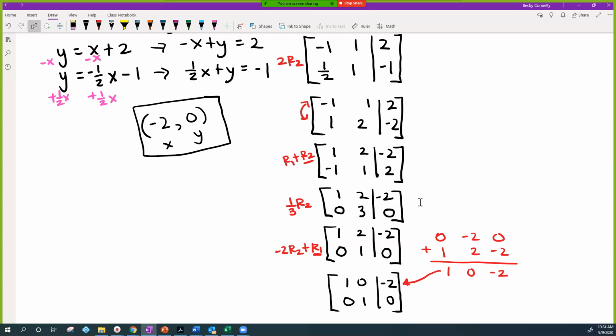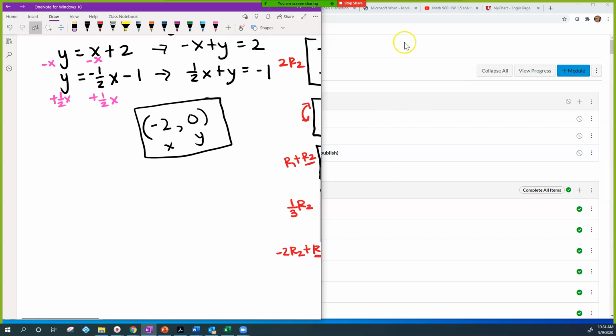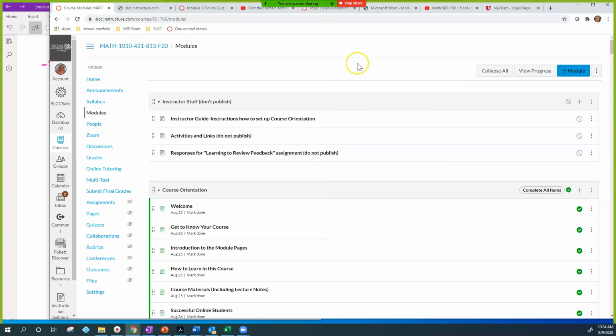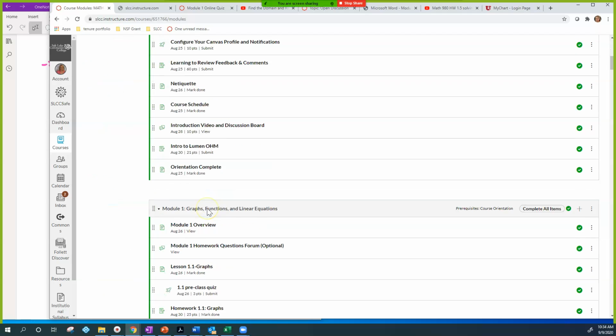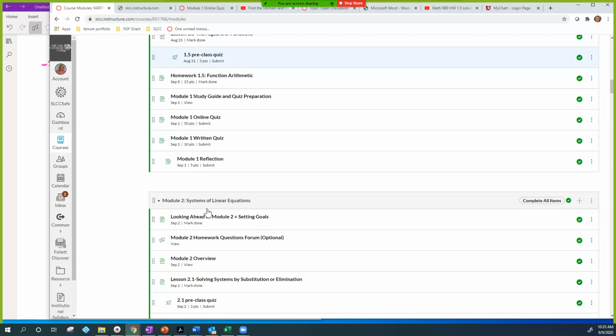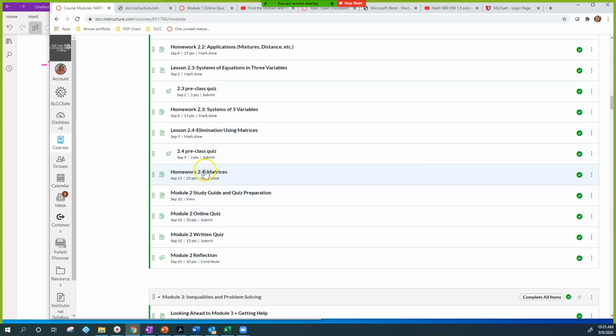All right, let's look at, I think it was number 9 is what somebody wanted to look at on the homework. So let's do that. Let's see here. So 2.4, 9.